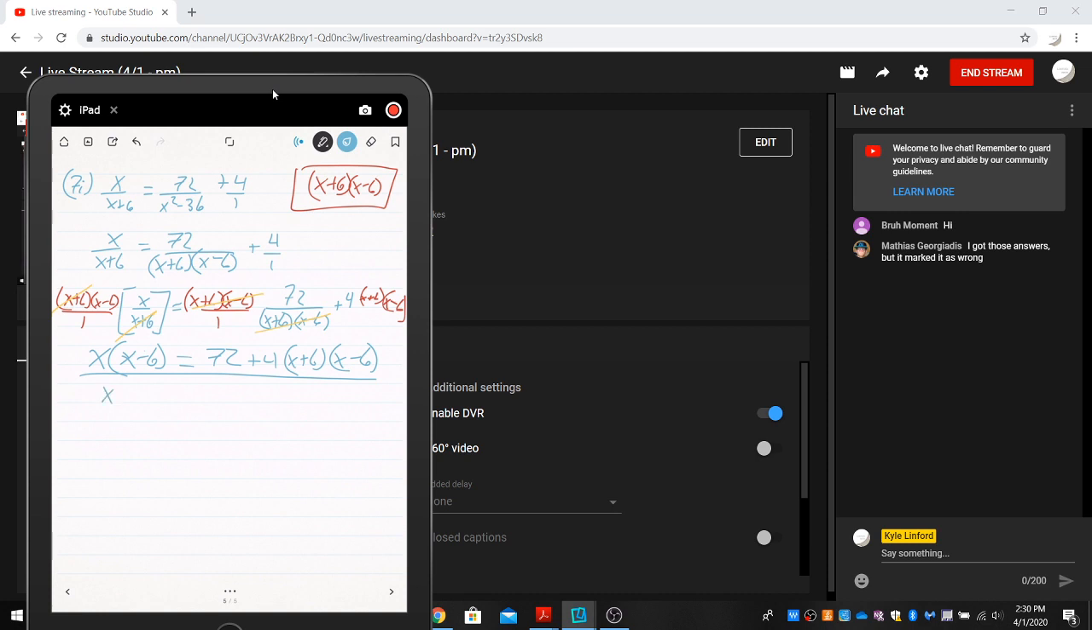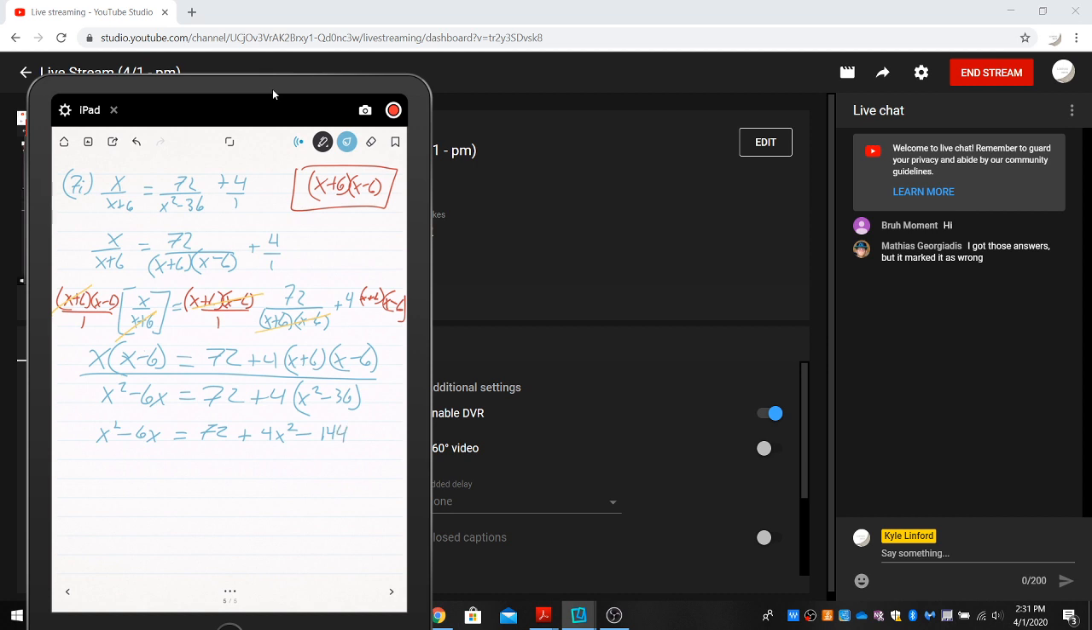So let's distribute the x. We got x squared minus 6x. Oh, this stupid stylus, I swear. Equaling 72 plus 4 times x plus 6 times x minus 6 is x squared minus 36. We have an x squared minus 6x equaling 72. Let's distribute the 4. We have a 4x squared minus, oh boy, what is that? 36 times 4. Let's see, 30 times 4 is 120. And 6 and 4 is 24. So 24 and 120 should be 144.